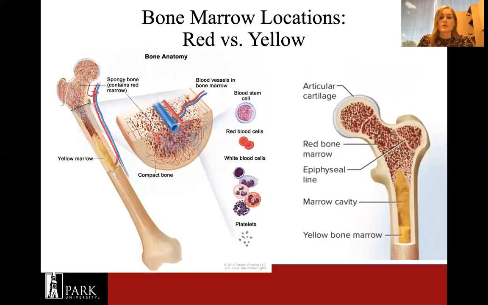So this is just showing where you can find that red marrow. So that red marrow, as you see at the top, it's going to be found a lot in that proximal end of the bones in that epiphysis region, and that marrow cavity is more central. And we have that yellow bone marrow more in the center of that bone.